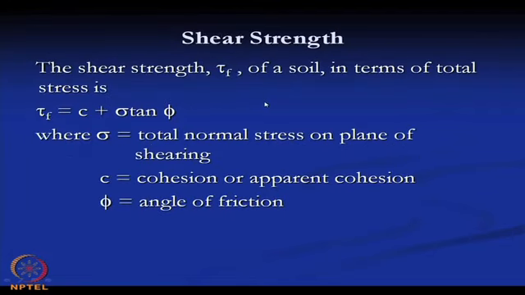The next topic is very important, the shear strength of the soil. Shear strength is generally determined by this expression: the strength is cohesion plus sigma n times tan phi. This is in terms of total stress. So, it is C plus sigma, the total normal stress on the plane of shearing, times tan phi. Phi is the friction angle, and C is the cohesion of the soil.